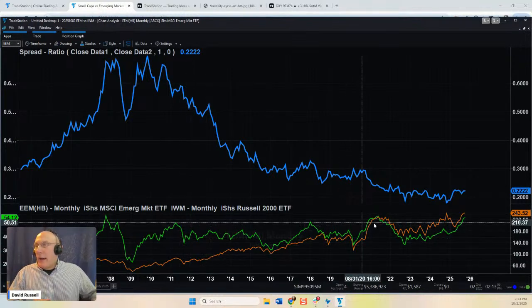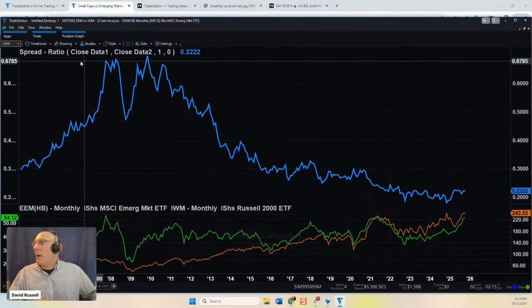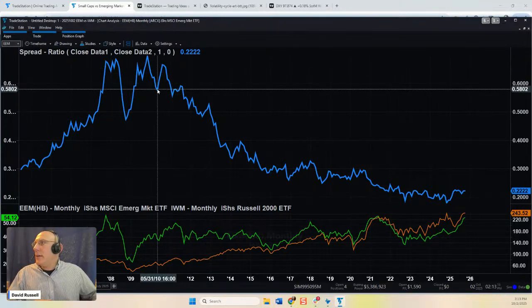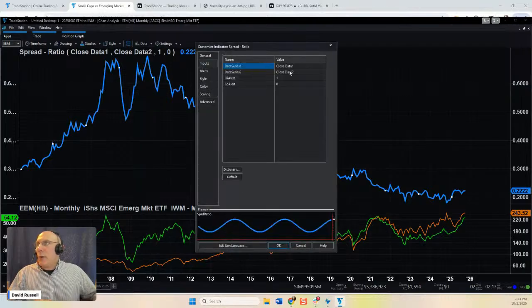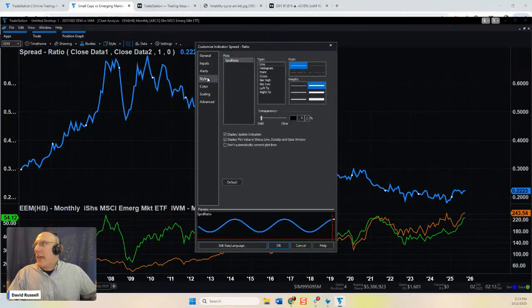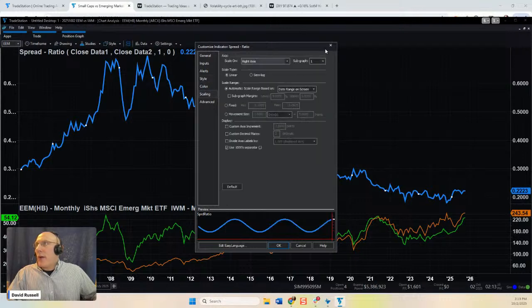Well, I added now a study called spread ratio, and you can look at the inputs of this: it has data one and data two. Like I said, EEM is data one and data two is IWM. I took those in because they were already on the chart. Then I went to scaling and I moved it up to subgraph one.